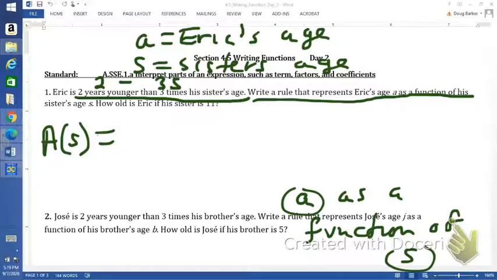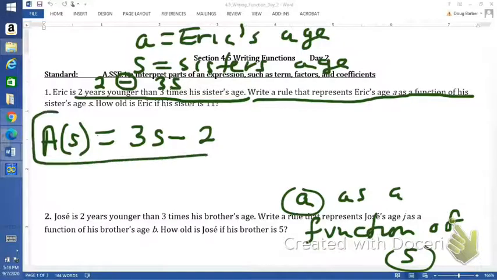Alright, and then so Eric is 2 years younger than 3 times his sister's age. Remember that when you're dealing with subtraction here, pay attention to the order. So we want 2 years younger than 3 times his sister's age. So this is going to be flipped. This is going to be 3S minus 2. So there is your function rule.